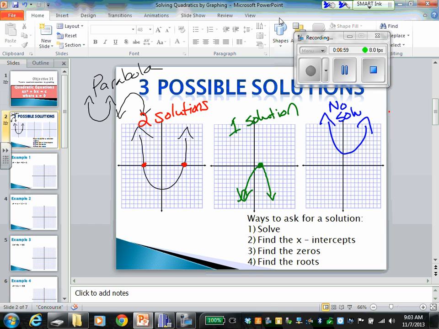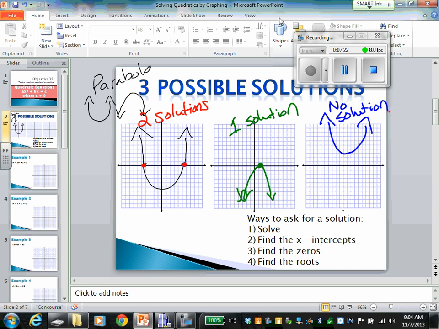Very good. So in this case, you're going to have 2 solutions, 1 solution, or no solution. There will never be a mini solution. Okay? You have 2 answers, 1 answer, or no answers. Questions on that? Okay, so let's look at example 1.